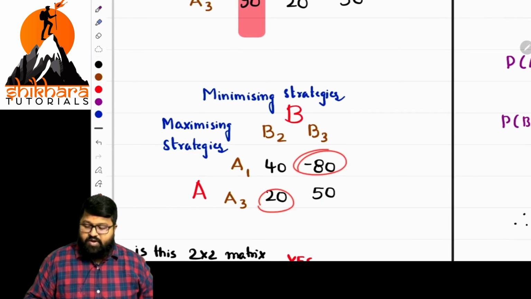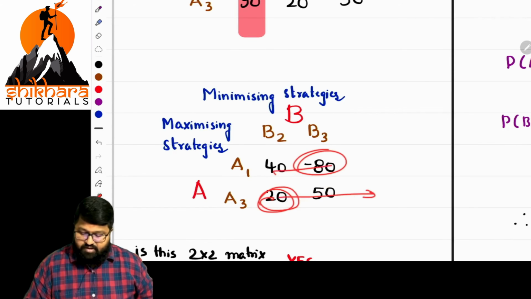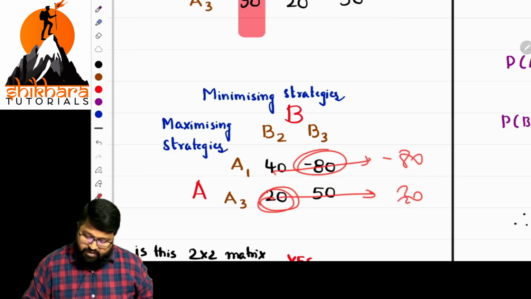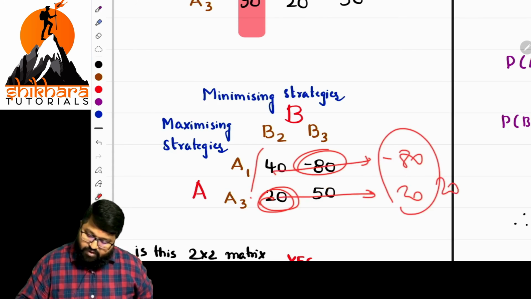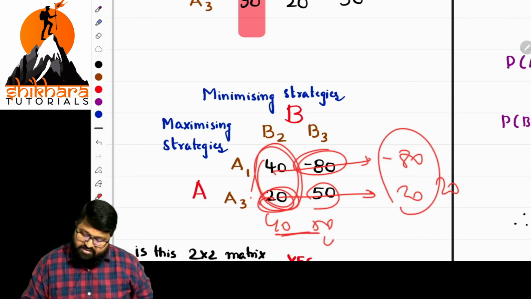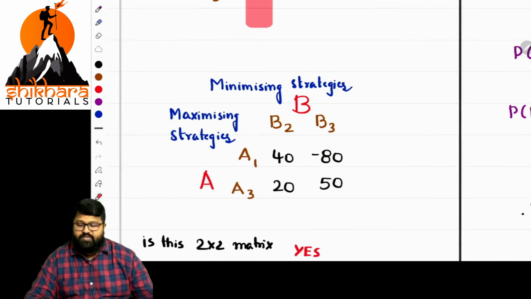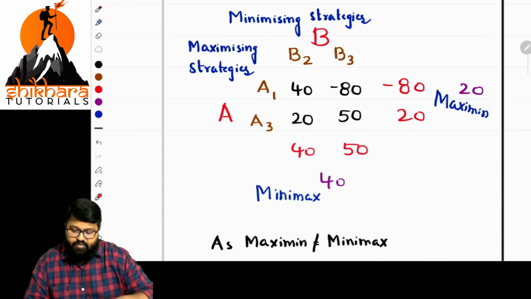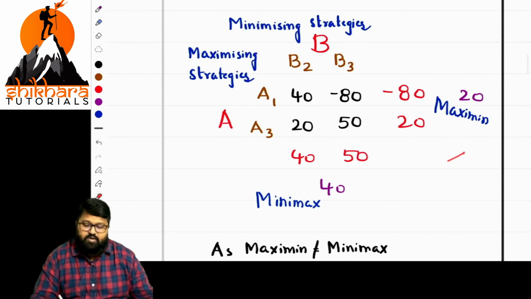And here, 20 is the least value. That will be mentioned here now. Minus 80 and 20. Of this, the highest is 20. What about this 40 and 50? And this is the least value. We are not reaching the saddle point. Check once here. So the minimax is 40, not reaching the saddle point.